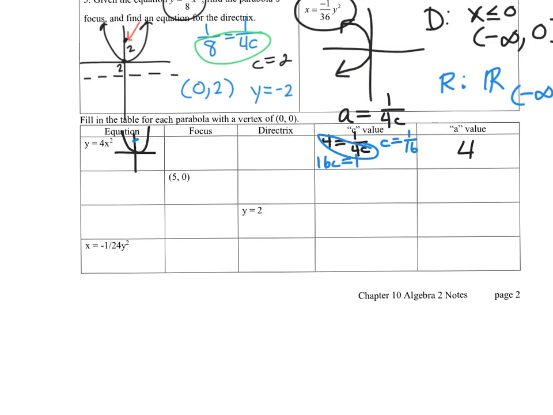So I'm going to use that 1/16 for the focus and directrix. That means that right here is my focus, so it's going to be at (0, 1/16). And my directrix is going to be a horizontal line at y equals negative 1/16.